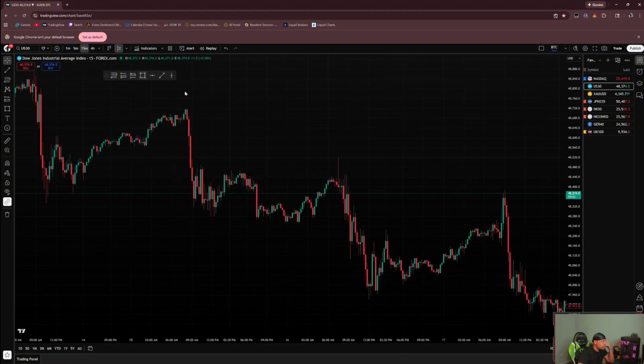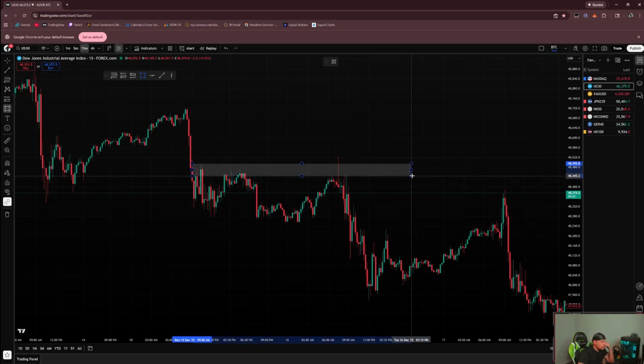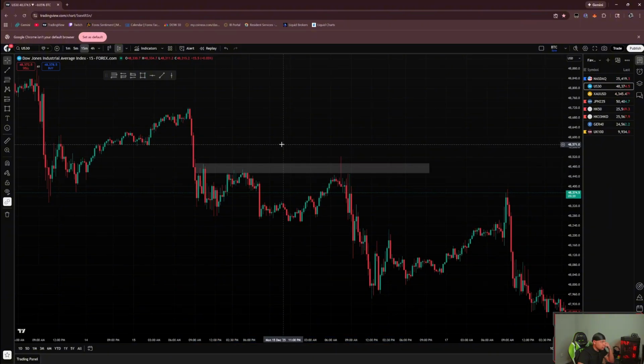We see right here, we come up, come down, come up, come down. We're just bouncing, right? So I typically like to draw the resistance. This is resistance. I see this touch here, a push down. I see another touch. I'm going to go ahead and draw my resistance out. I typically go from either the wick or part of the wick down to a little bit of the body of the candle to make it a pretty nice zone.